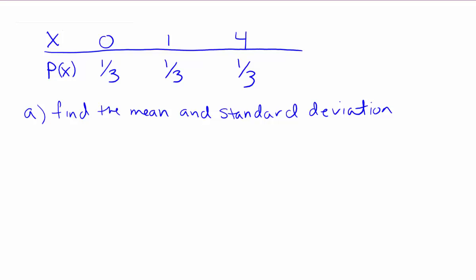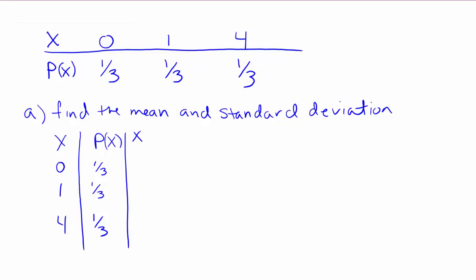In order to find the mean and standard deviation of this probability distribution, we have to basically create a table that has x and p of x listed in a vertical fashion. So we'll end up having 0, 1, and 4 for x, and 1/3 for each of the probabilities. Then, to get the mean, we're going to do x times p of x.